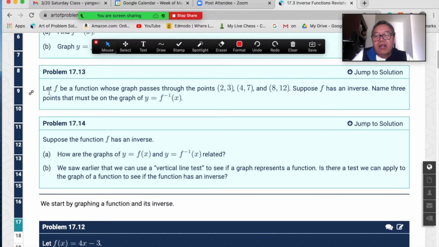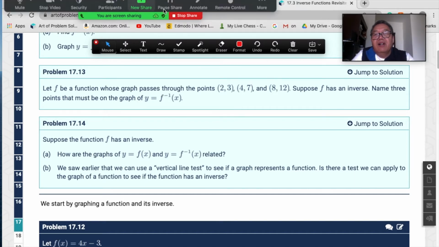13 is: let f be a function whose graph passes through the points. They give you these 3 points. Suppose f has an inverse. Name 3 points that must be on the graph of this inverse function.